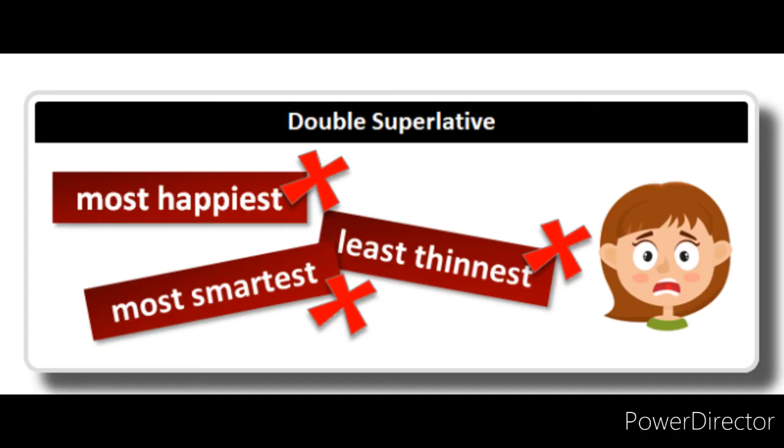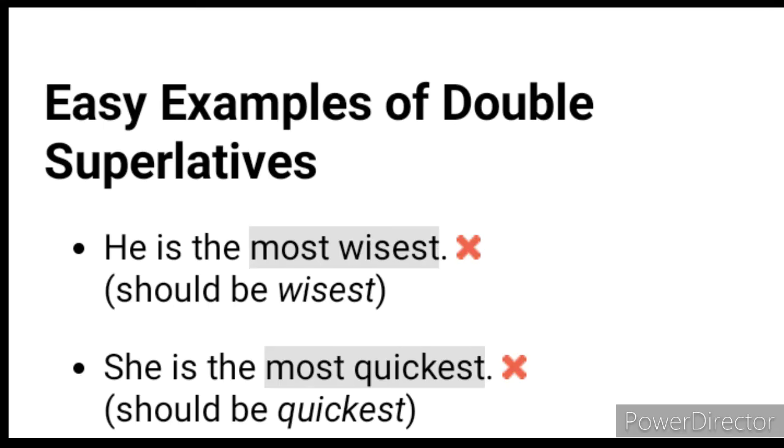Similarly, use of double superlatives is also incorrect. See the examples. He is the most wisest. Here most and wisest both are superlatives. So the correct sentence should be he is the wisest. She is the most quickest. That's wrong. It should be only quickest. So two superlatives are never used together, just like two comparatives.